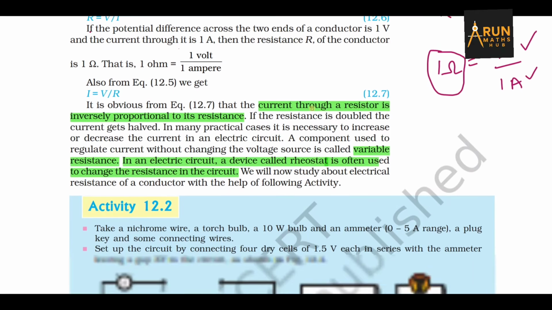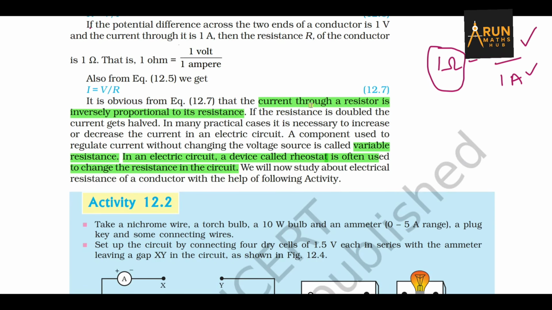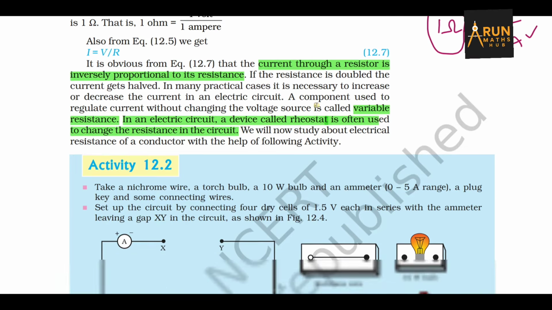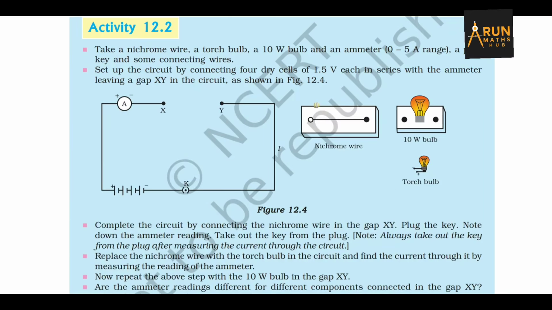See, what is a rheostat? A rheostat is a component or device which is used in an electric circuit to change the resistance in the circuit. Why do we need to change this resistance? To change the value of current, to increase or decrease it.